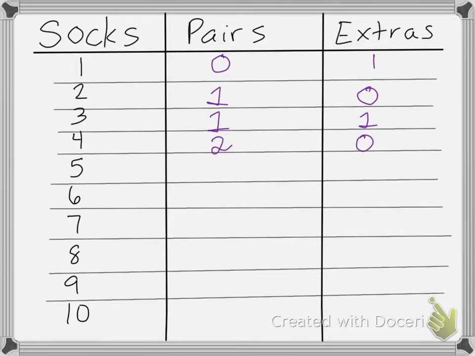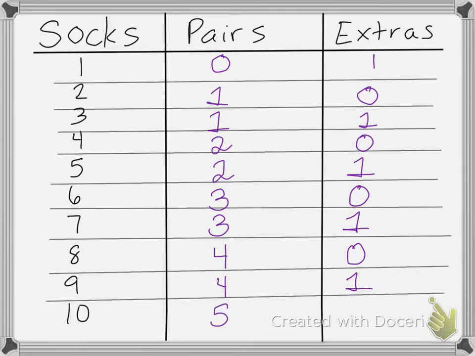For five socks, I would have two pairs, but I would have an extra. 6 would be 3 pairs with no extras. 7 is 3 pairs with one extra sock. 8 socks is 4 pairs, and I have no extra socks. 9 is 4 pairs, but I have an extra sock. And 10 is 5 pairs of socks with no extras.